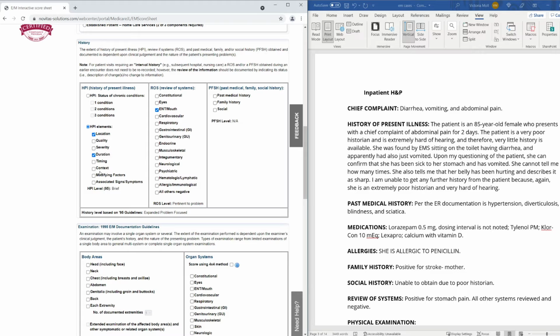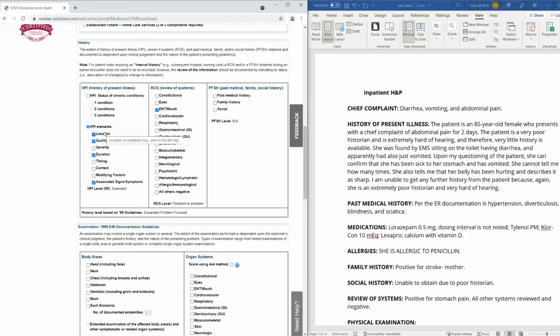So we have associated signs and symptoms. They're vomiting. Upon my questioning of the patient, she can confirm that she's been sick to her stomach and has vomited. She cannot tell me how many times. She also tells me that her belly has been hurting and describes it as sharp. Sharp is a quality. And then we have, I am unable to get any further history of the patient because, again, she's an extremely poor historian and very hard of hearing. So we didn't get a whole lot of stuff, but we got enough here to get us to the extended.